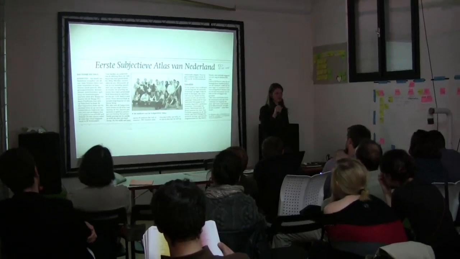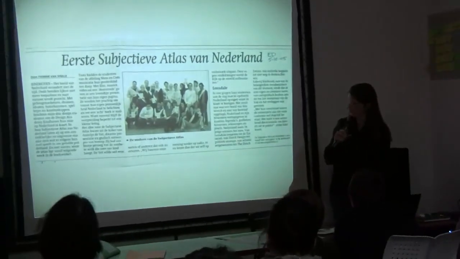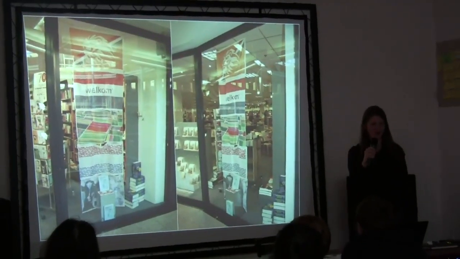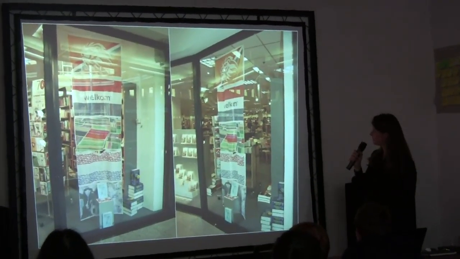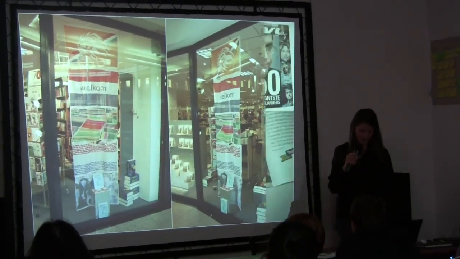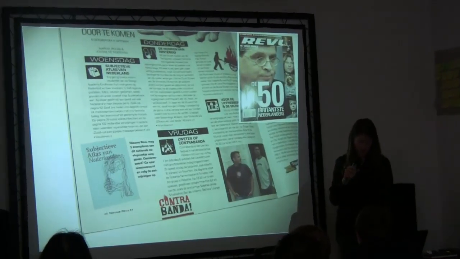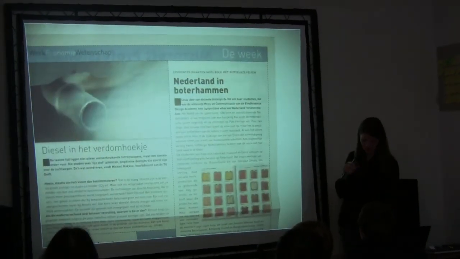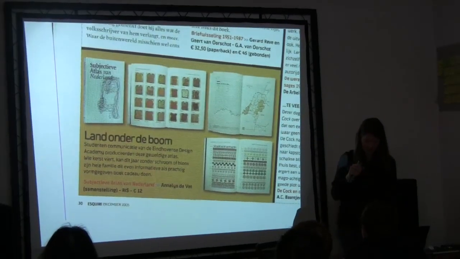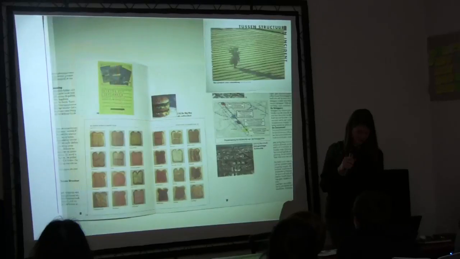When the Subjective Atlas of the Netherlands came out, the local newspaper wrote an article about it and showed an image. The bookshop read this article and said, hey, let's put it in our window. So they printed the alternative flags on textile and put it in their window. Then the Revue, a Dutch magazine, noticed it and wrote about it. Another Dutch magazine wrote about it and showed images. Esquire magazine said the atlas is a very nice Christmas present.